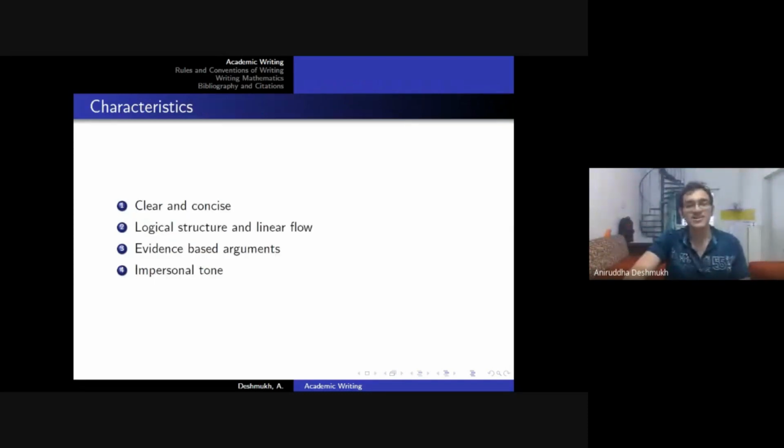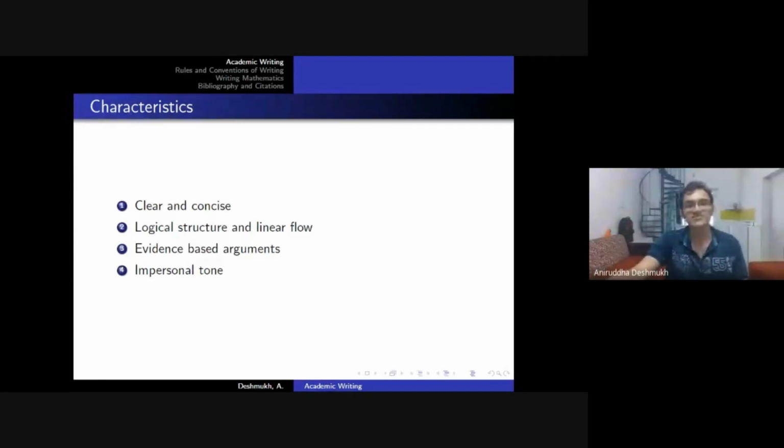Now, the basic characteristics of academic writing are as follows. First of all, any academic document should be clear and concise. It should not be beating around the bush. Whatever you have to tell, you have to clearly state it. And you have to justify it as well. You cannot just say that I believe so and so because I believe it. Nobody is going to believe you. You are not God.